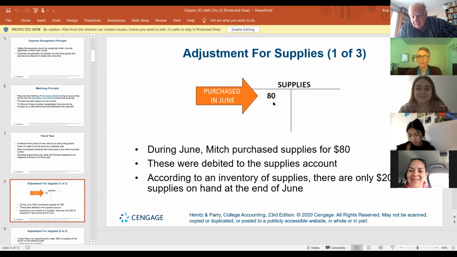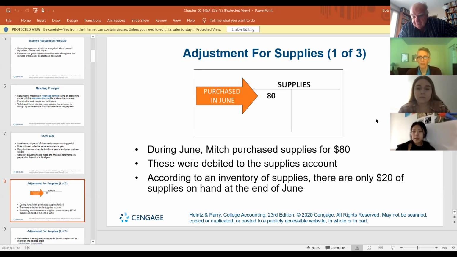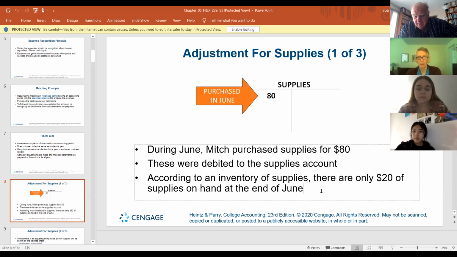Adjust for supplies. During the month, we had $80 of supplies, right? That's not an expense. We debited supplies for 80, and we credited cash. But we took an inventory, and we see there are only $20 at the end of the month. That means we used $60. We don't have 80 anymore. We only have 20. What is our adjusting entry or adjusting journal entry?